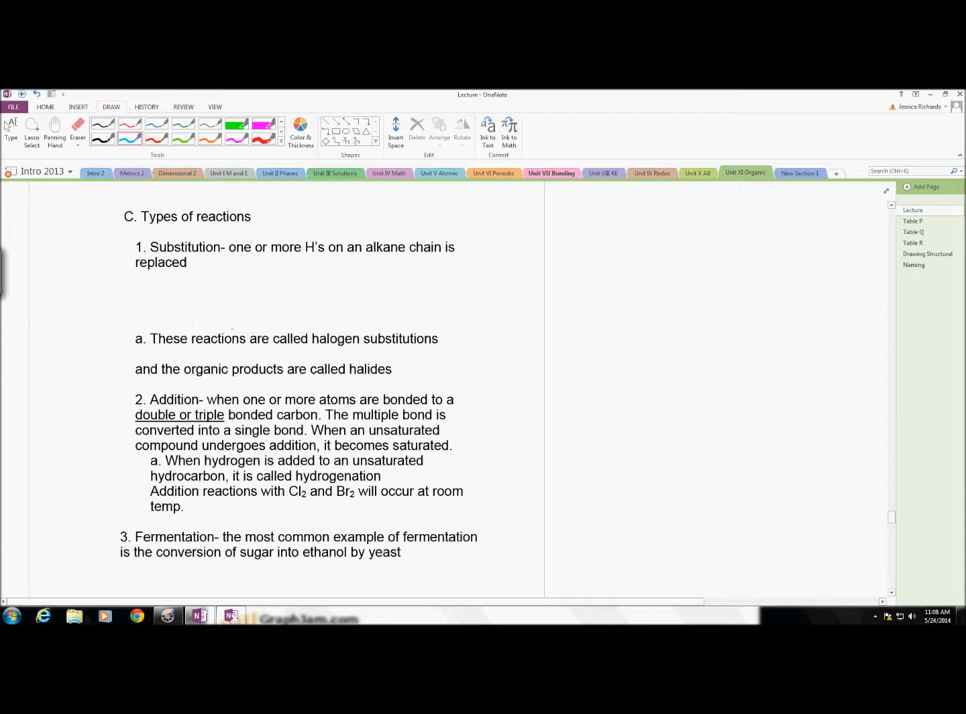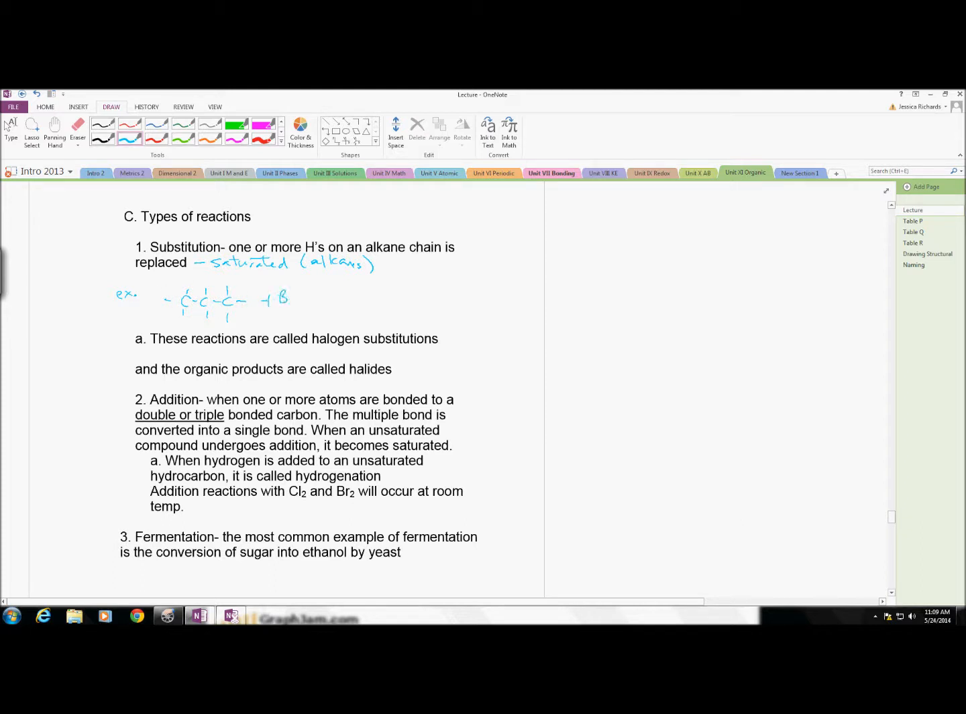In substitution, we are going to be working with saturated hydrocarbons. So these are going to be our alkanes. We are switching some of the hydrogens for something else. So for example, if we had propane, there's no room to add anything else here. It's saturated, it's full of hydrogens.